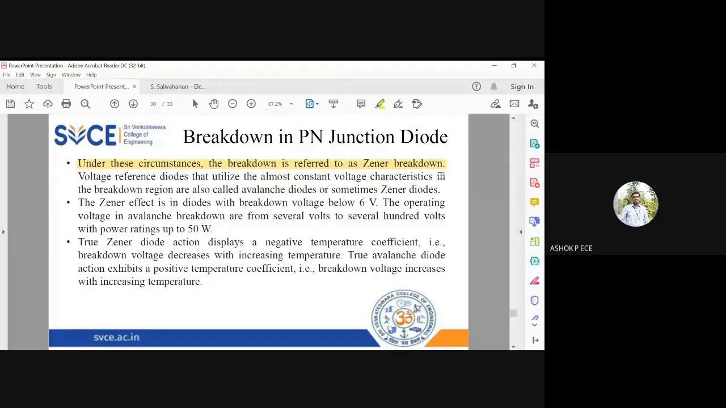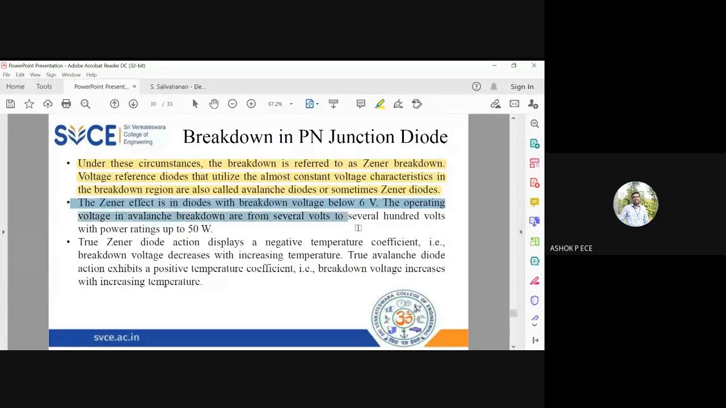So however much I increase my voltage, it is going to be 6 volt only across the diode. So if I get a device with a constant 6 volt, I can use that as my constant voltage source or voltage reference diode. So see here, Zener diodes under reverse bias can be used as voltage reference diodes or constant voltage sources. So the breakdown voltage is well below 6 volt.